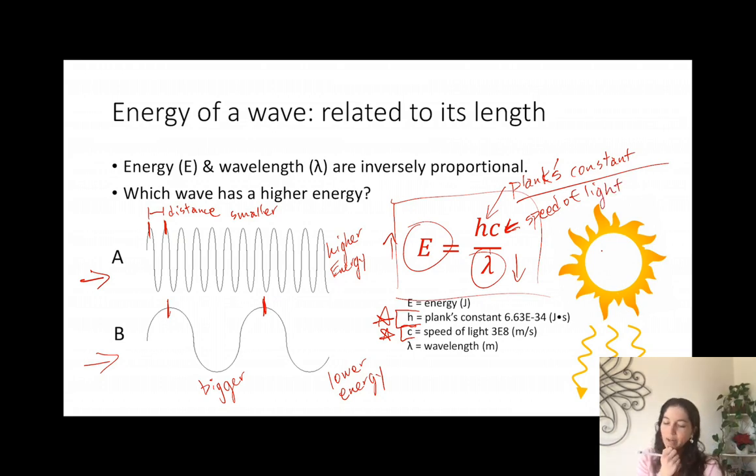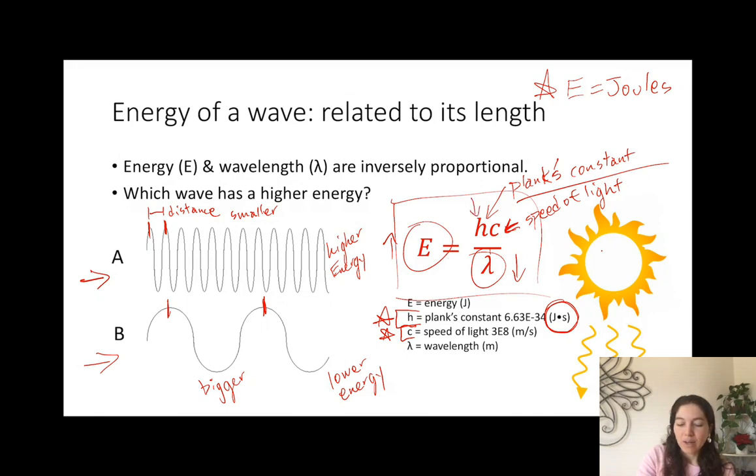Something else that I want to point out is that our energy here is in a unit called joules. We haven't encountered joules yet. This is our first time seeing this. This is a new unit, and it's how we describe energy. So you'll be seeing that in your calculations. If you look here, Planck's constant is joules times seconds. So we need our Planck's constant in here so that we can convert joules to other units such as seconds and other things such as meters.